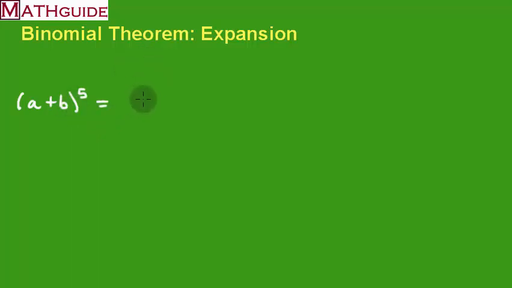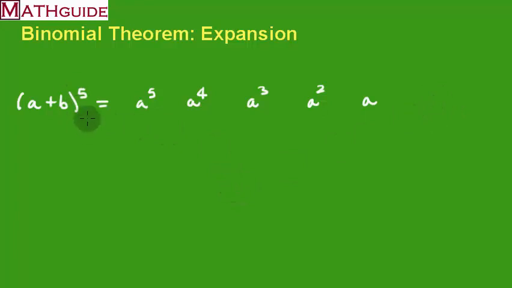Well, the highest power I'm going to get for a is going to be a to the 5th. Right? If I multiply 5 a's together, I'm going to get a to the 5th. So there will also be a to the 4th. There's going to be a cubed. There's going to be an a squared. There's going to be an a. And then there's going to be no a's in the last term.